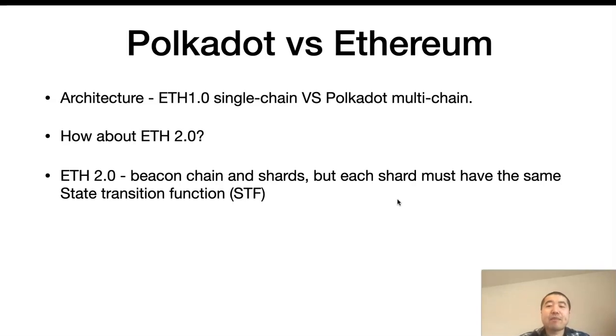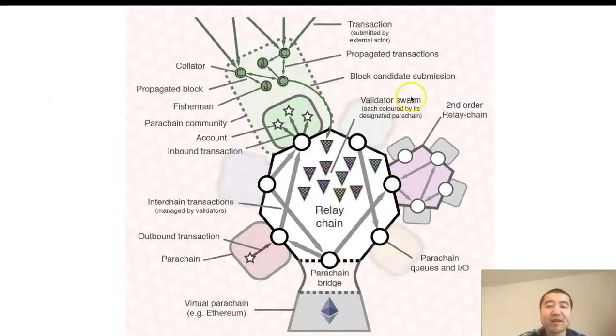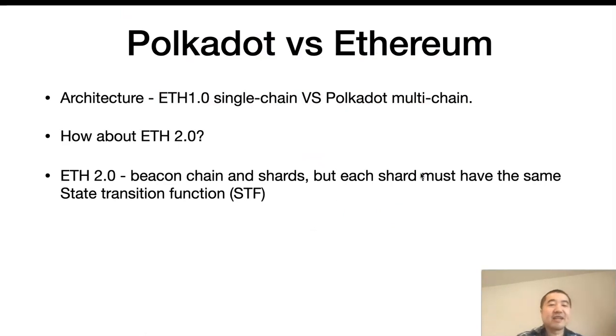However, those shards must have the same state transition function. So basically, they have to stay in the same state, and they have to be the same structure. One example: I cannot add Polkadot to Ethereum 2.0, because it has to be the Ethereum type of structure. However, I can add Ethereum 2.0 to Polkadot, because Polkadot can handle each of the parachains. They can have different structures. They have a lot of freedom. So I think Polkadot is still more powerful than Ethereum.